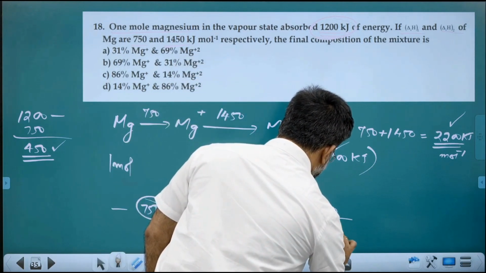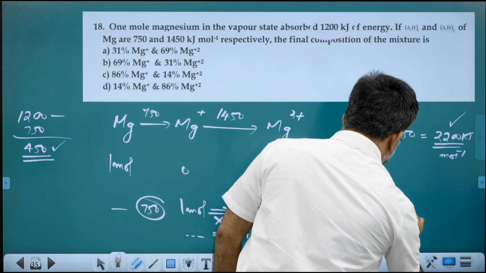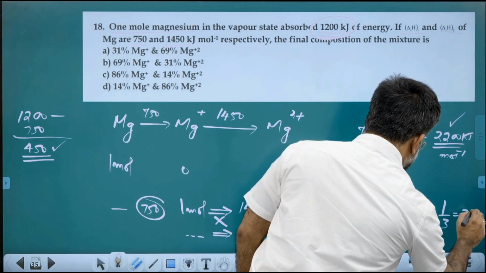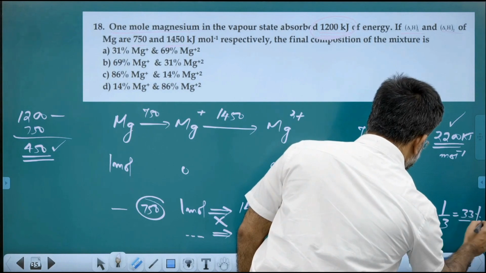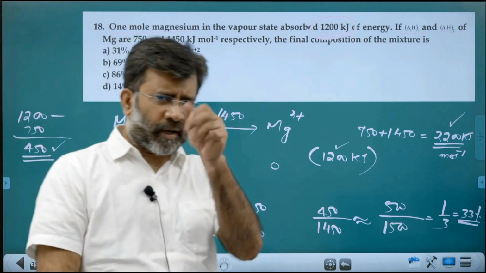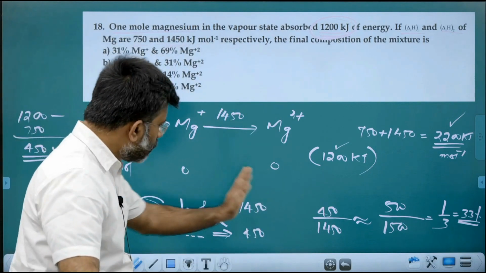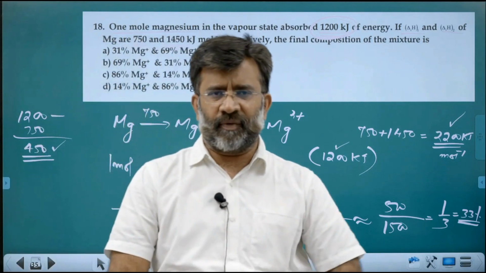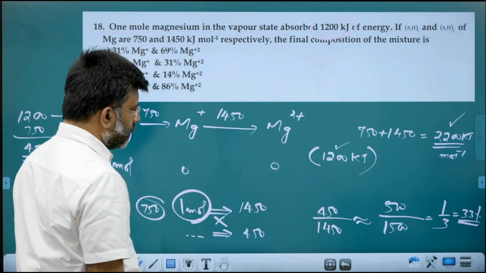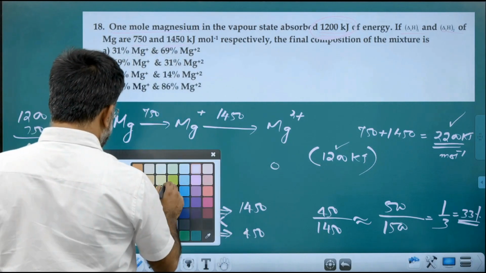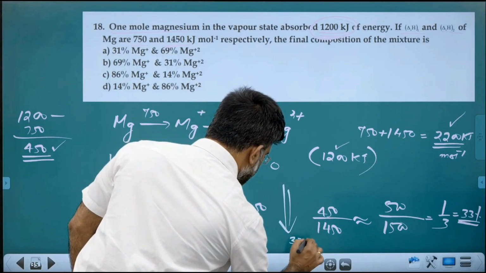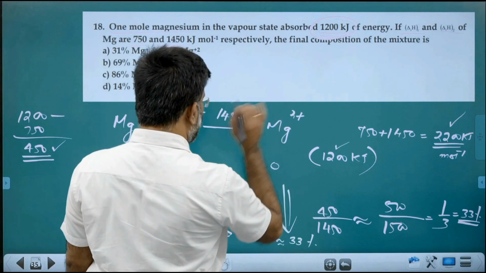It is 450 by 1450, approximately 500 by 1500, that is approximately 1 by 3. That is some 33%. I am talking approximately. So the conversion here happening is only 1/3. Out of 1 mole, only 1/3 will be converted. So the Mg2+ we are going to get will be only 1/3 mole, some 33% approximately.